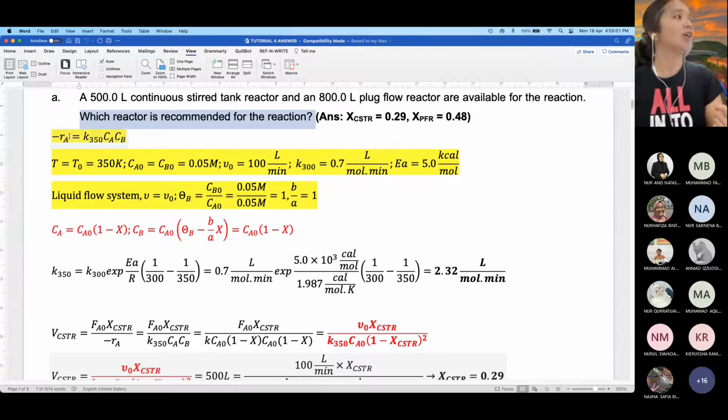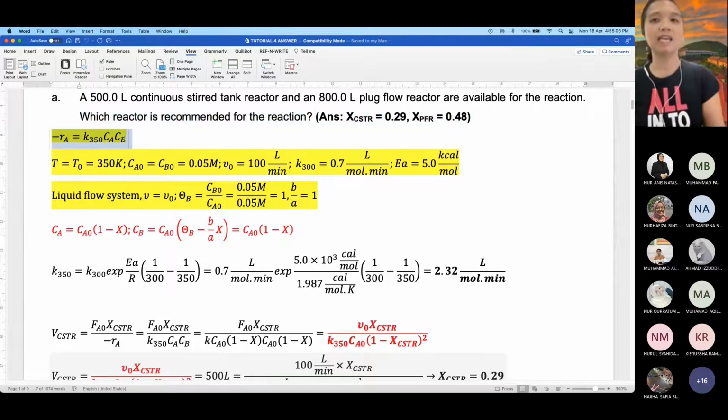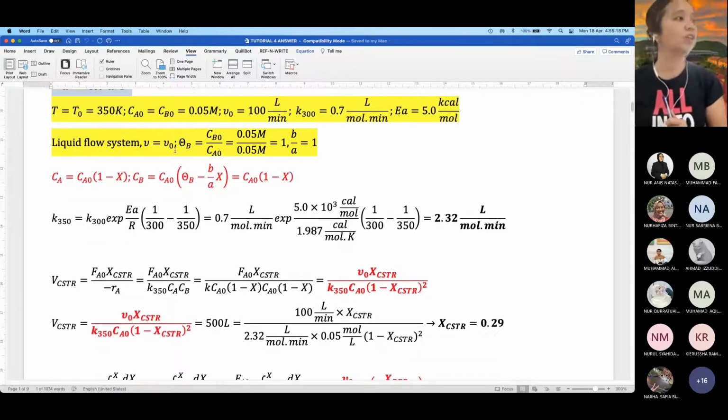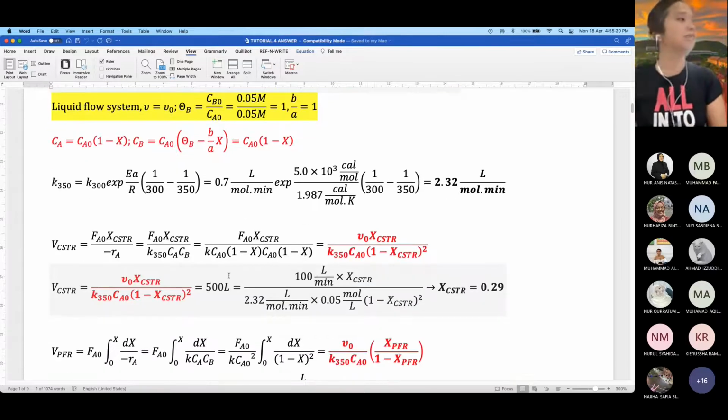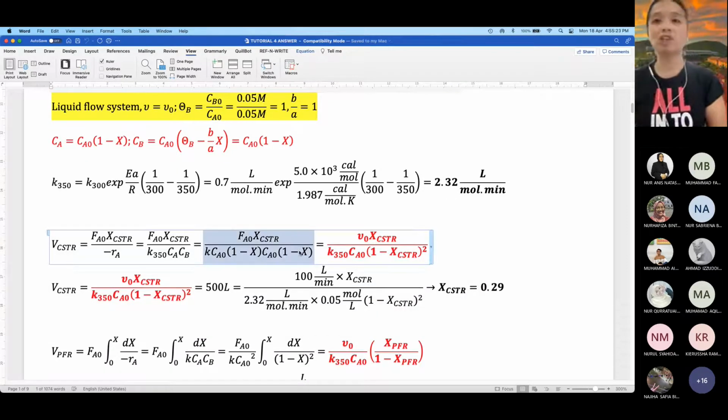CSTR, liquid phase, dengan rate law dia mesti KCACB. Kamu tak boleh tengok rate law KCA. Kamu tak boleh tengok rate law KCA square. Itu adalah bukan rate law yang betul. Kamu kena tengok untuk rate law KCACB. Okay, alright. So, if you check the equation correctly, by right, you will see there's only one equation yang matching kepada these 3 requirements, which is given as volume of CSTR equals FA0 X over K CA0 (1 minus X) CA0 (1 minus X).